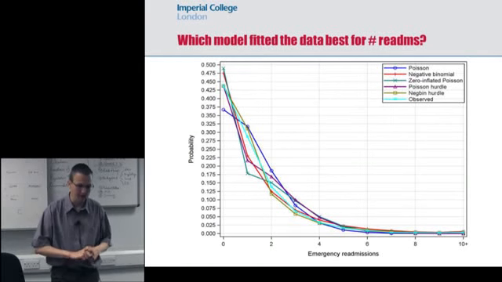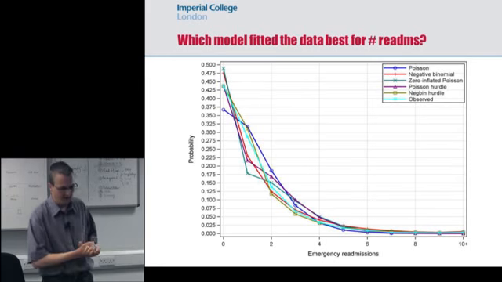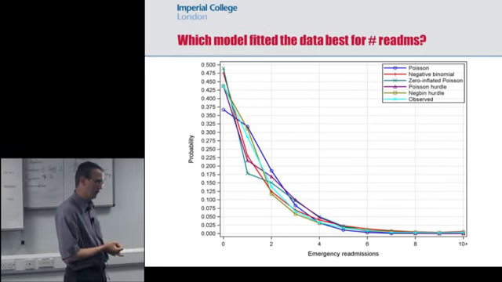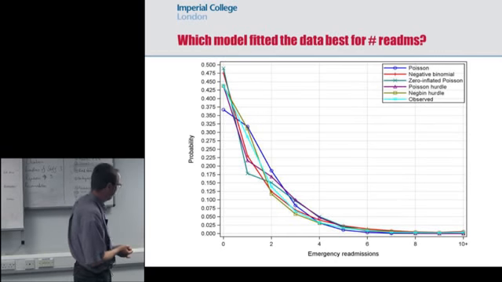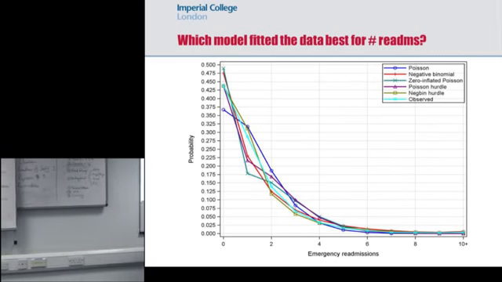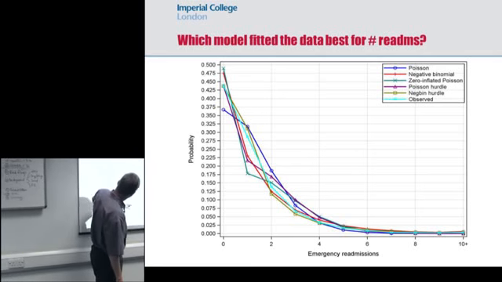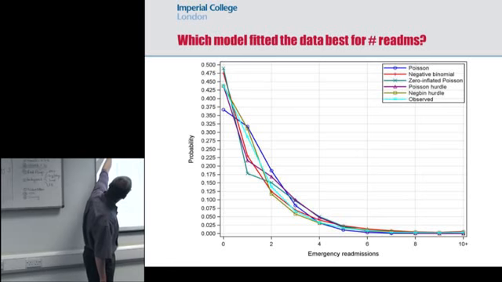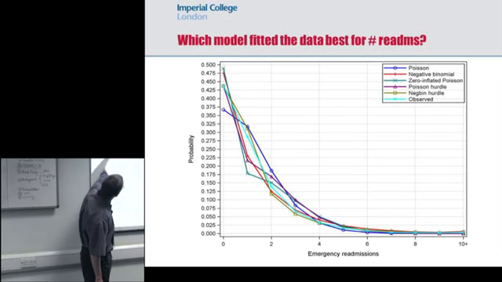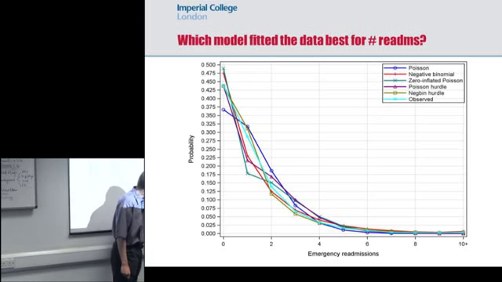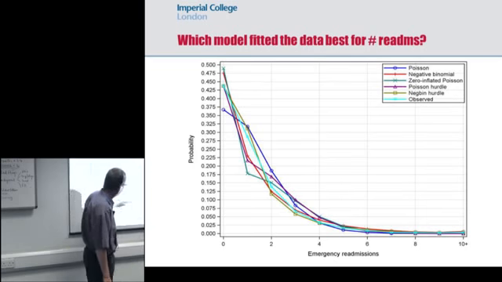So of all these models, which of them fitted best in terms of trying to predict the number of emergency readmissions that people had? Our target is the light blue, the observed. That's how many people actually had. You can see a massive chunk had 0, just under 50% had none. Then you've got the rest having 1, 2, 3, 4 more, a few even having 10 or more. So that's what we're trying to predict.